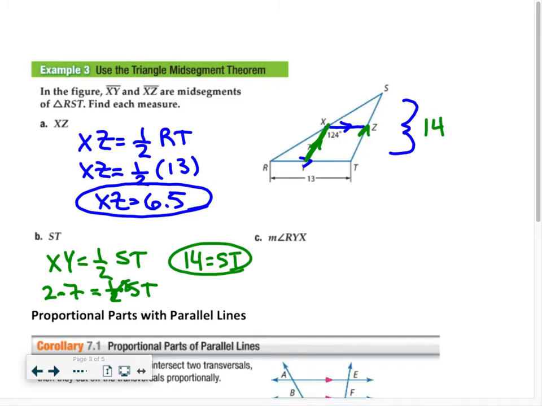And then lastly, we're trying to find the measure of angle RYX. So let's find RYX. Okay, so that is here. We know that this segment and this segment are parallel, so this XY would be a transversal, making these two angles alternate interiors. So that must be 124 degrees. Alternate interior angles are congruent.